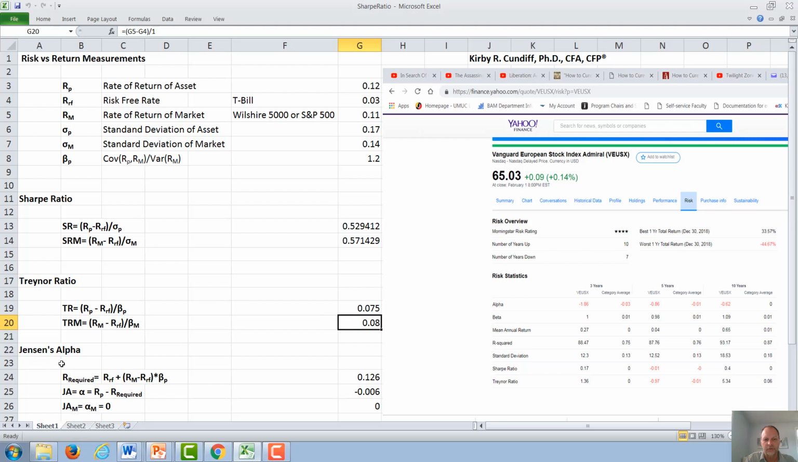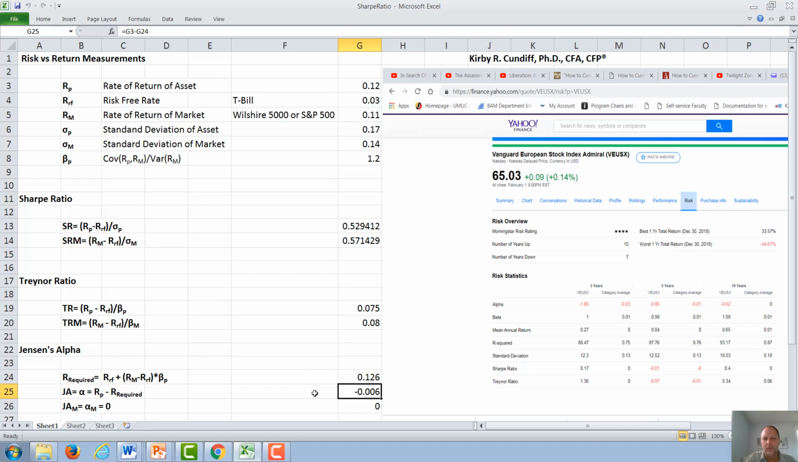Once again, we will do this for Jensen's alpha. First, we calculate the required rate of return of our investment, which is going to be the risk-free rate of G4 plus the difference between the rate of return of the market of 11 and the risk-free rate, 11 minus 3, or 0.08, times G8 of 1.2 for the beta, and we get a required rate of return of 12.6% by CAPM. We take the rate of return of our asset of 12 minus the 12.6, and we get a negative Jensen's alpha.